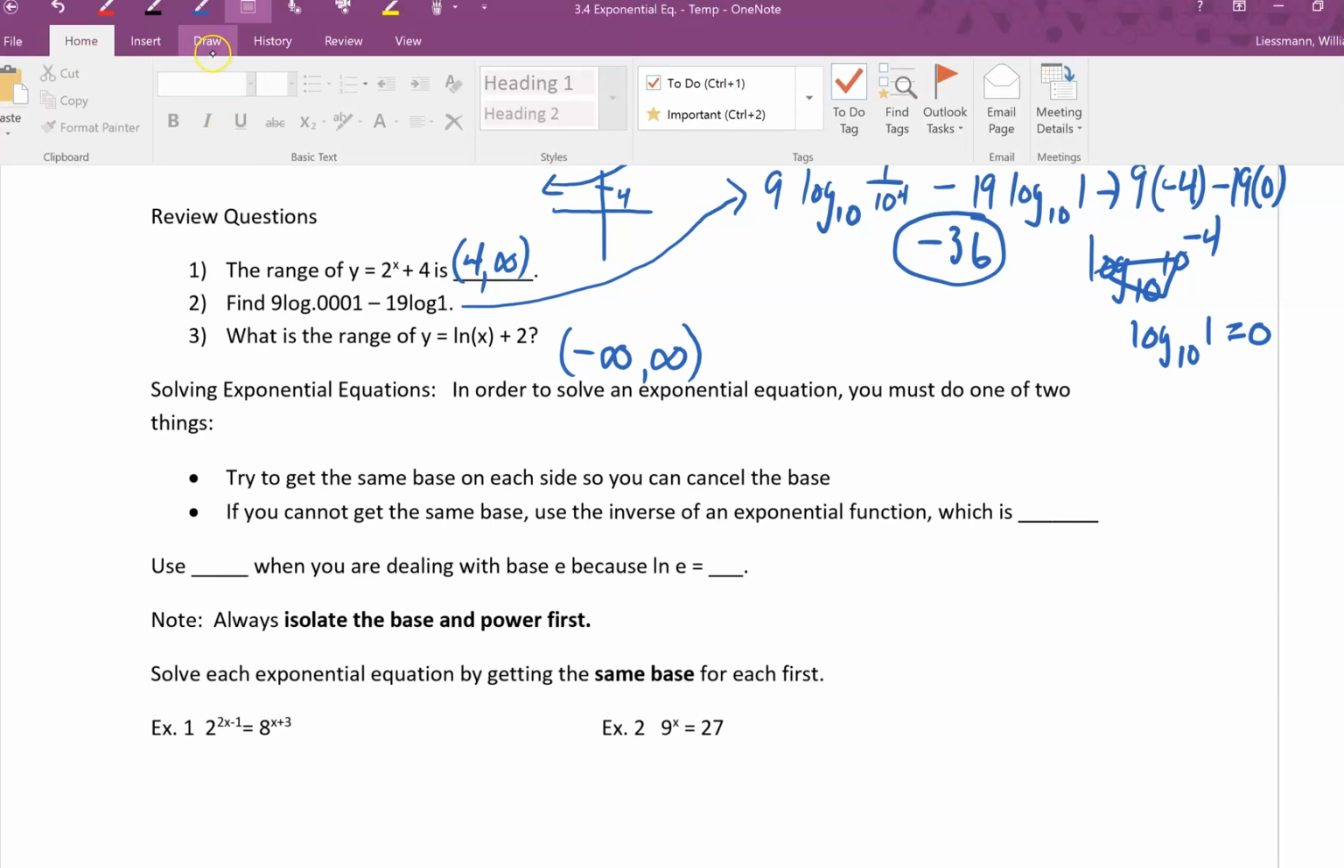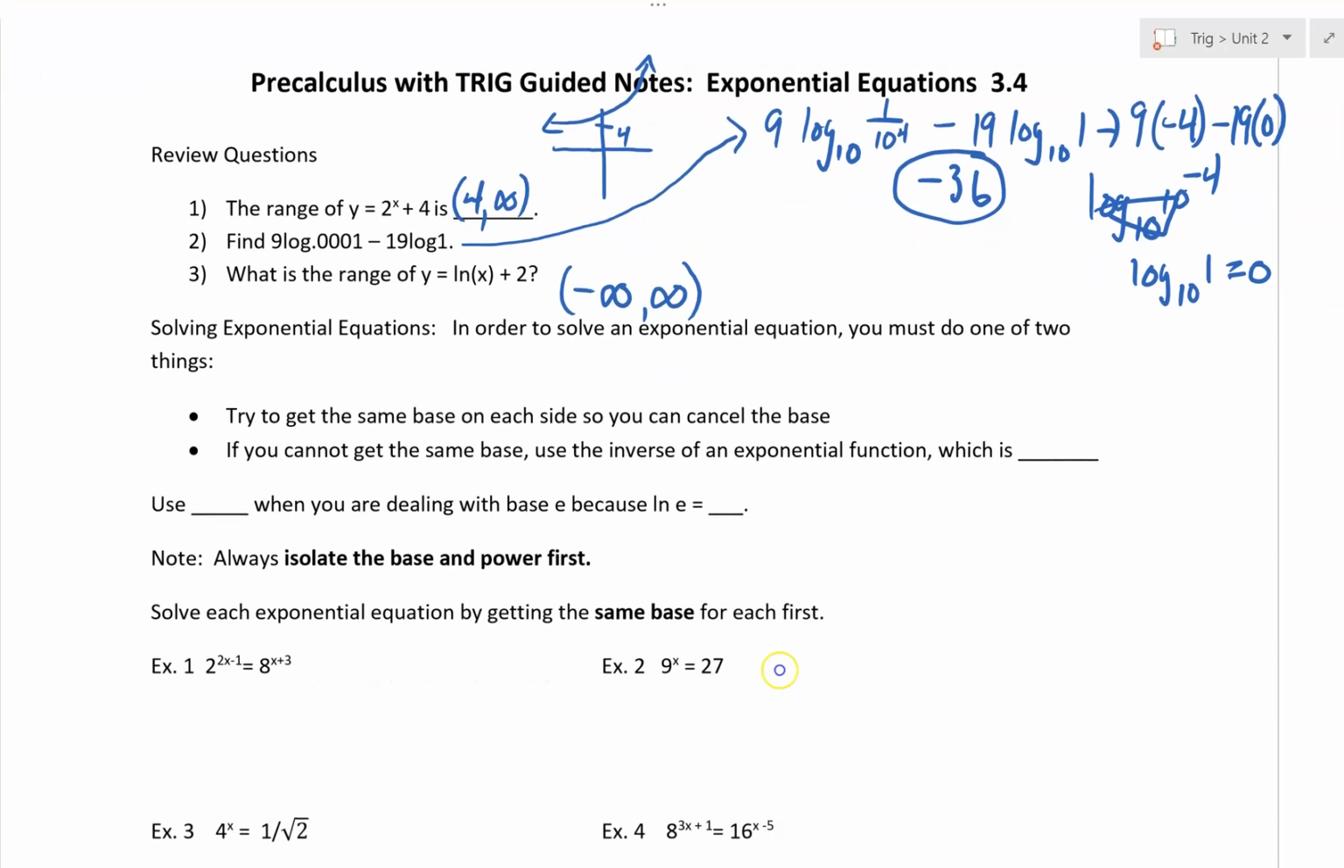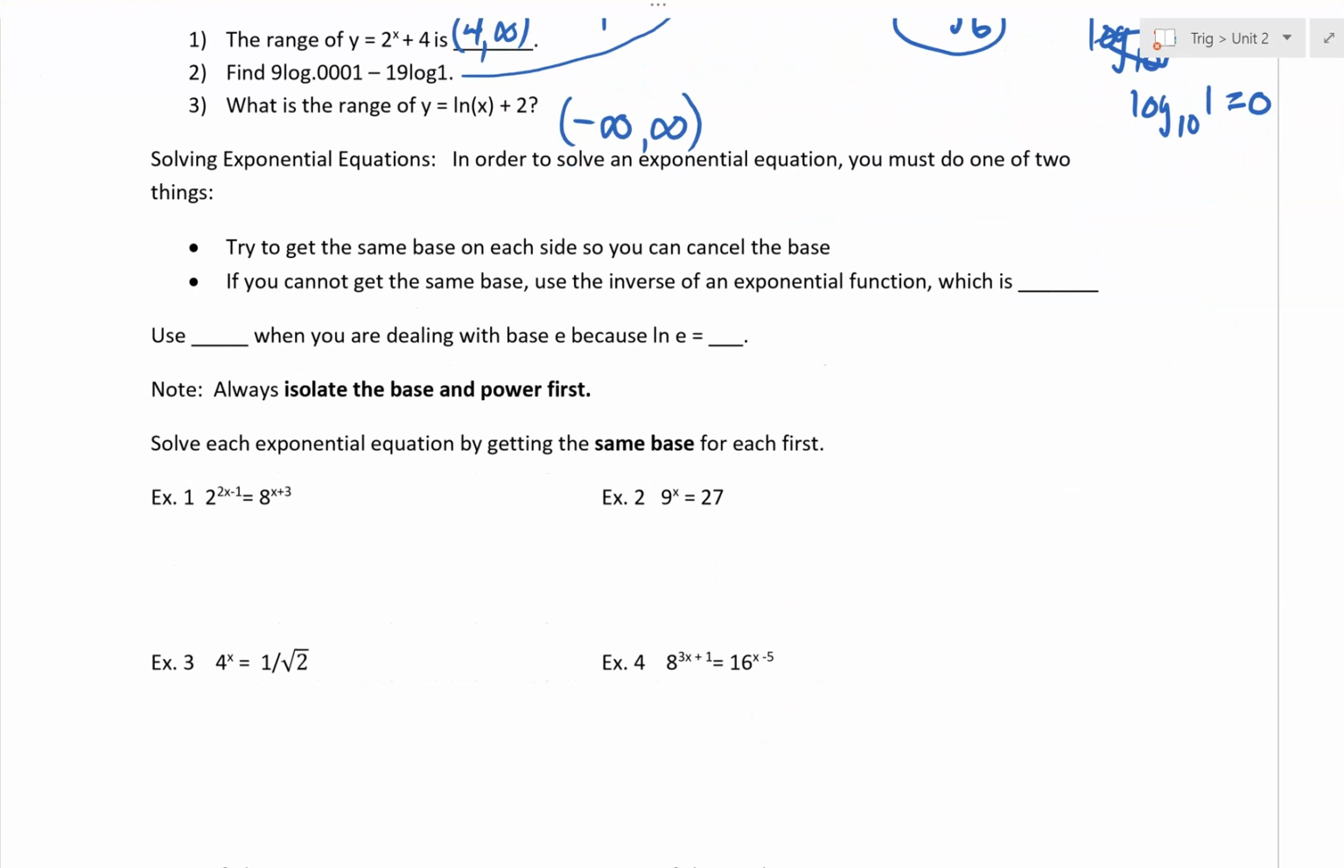So today we're going to talk about solving exponential equations. In order to solve an exponential equation, you must do one of two things. Either you try to get the same base on each side so you can cancel out the bases, or if you cannot get the same base, then use the inverse of an exponential function, which is a log. Or you could use ln.